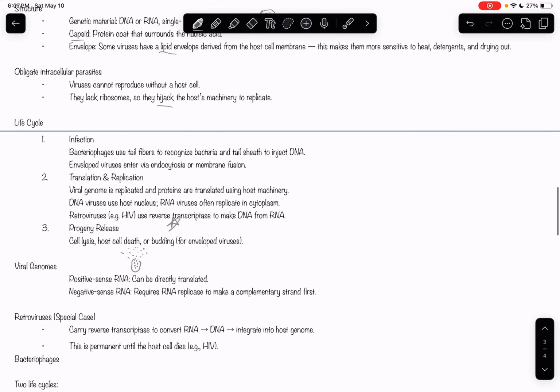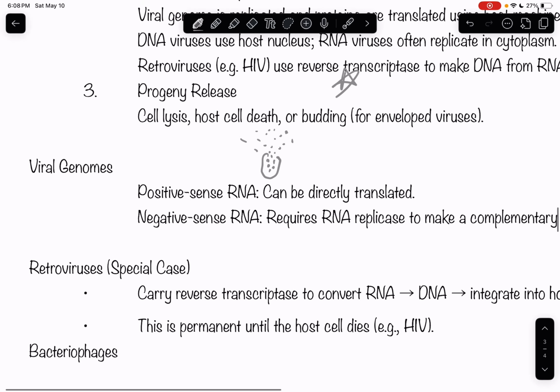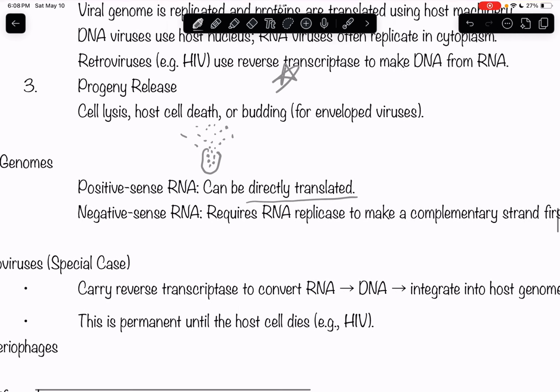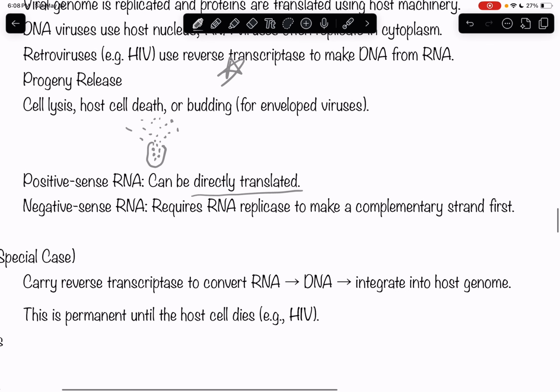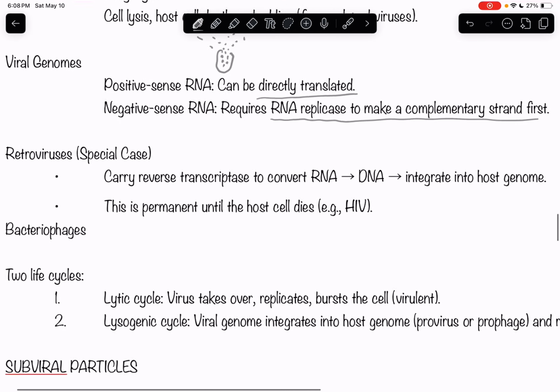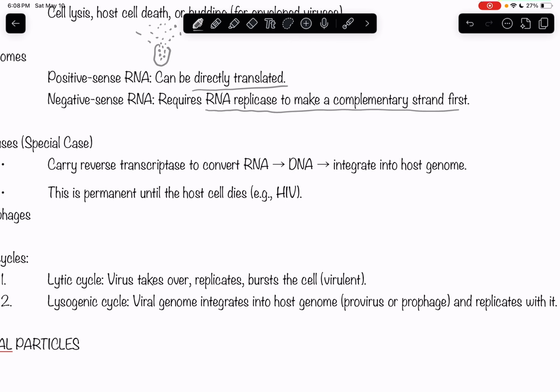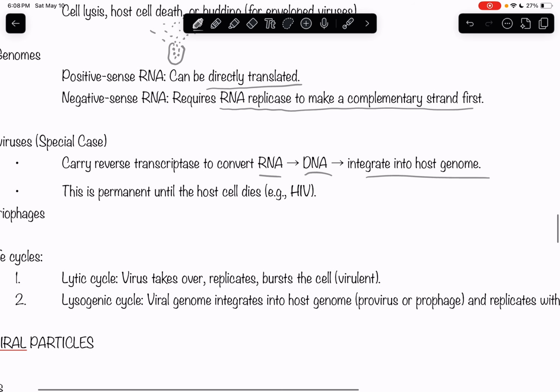Next, let's go into some viral genomes. You have positive sense RNA, which can be directly translated, and negative sense RNA, which actually requires a complementary strand first. Retroviruses are definitely a special case. They do reverse transcription, so we go from RNA to DNA, then into the host genome. This is actually going to be permanent until the host cell dies.